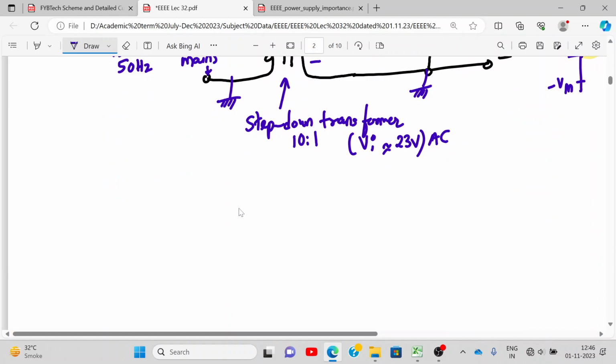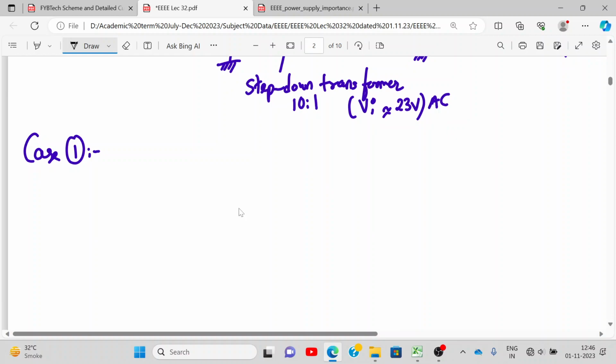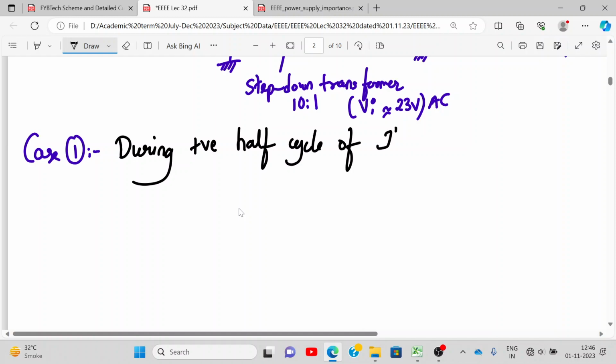Let us see first case. So write down case number 1. Please, if you're not writing, please be quiet. I am requesting once again. So in the first case, we can write: during positive half cycle of input, what happens?